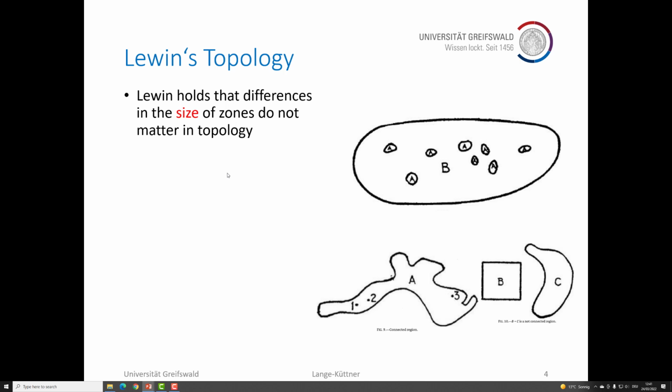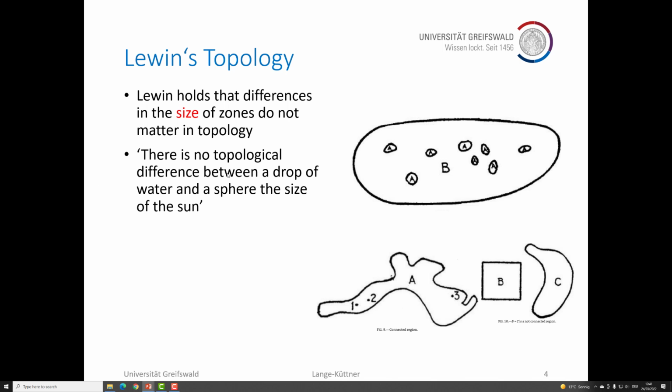Kurt Lewin also holds that differences in the size of zones do not matter in topology. So this is a quote from his work: there's no topological difference between a drop of water and a sphere the size of the sun. He holds that differences in shape also do not matter. A zone can have any contour, and we see that here.